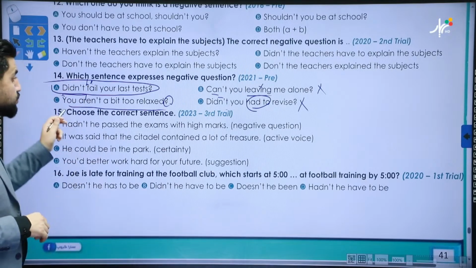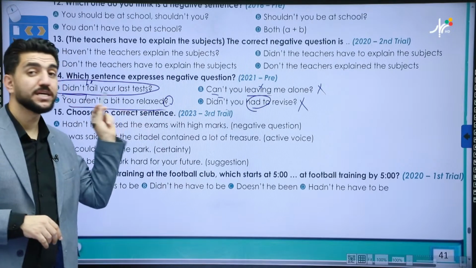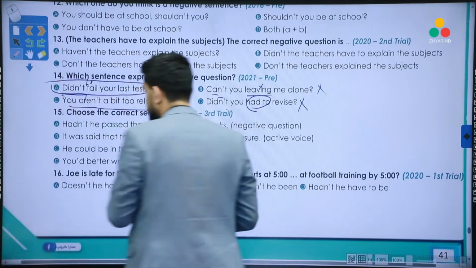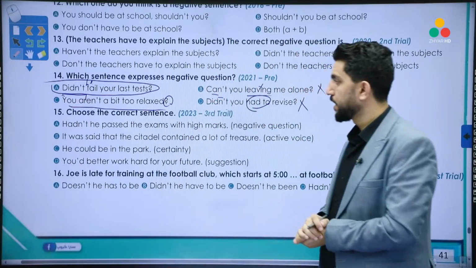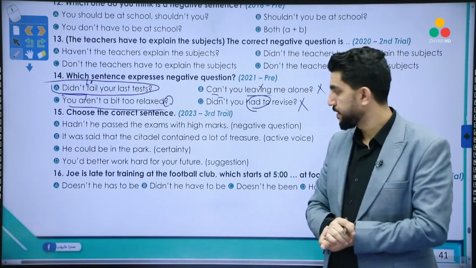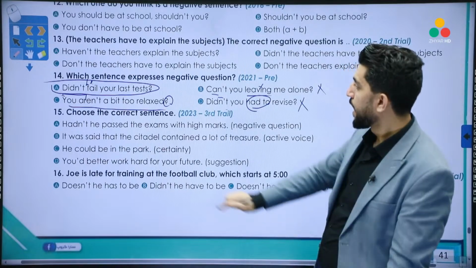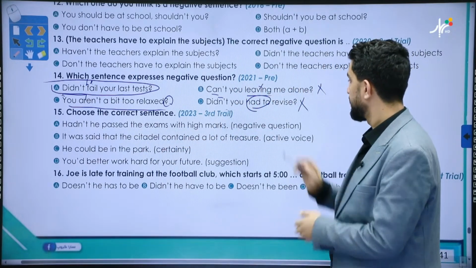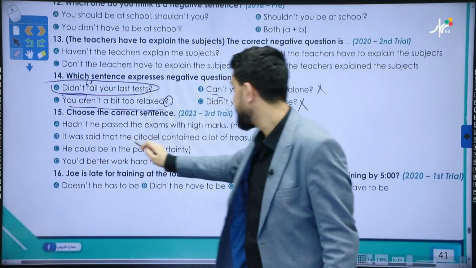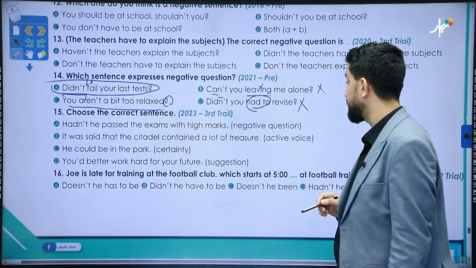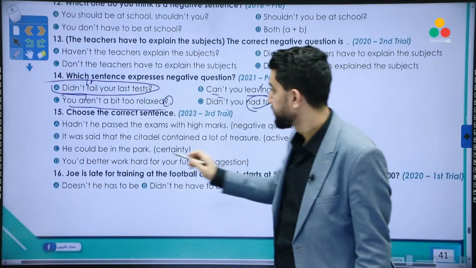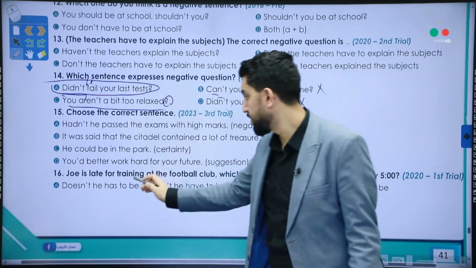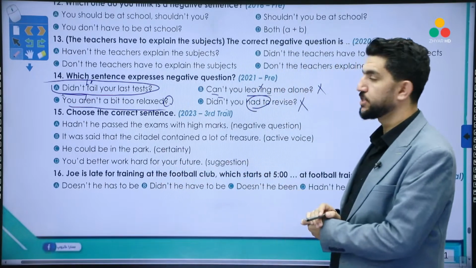Number 15. Choose the correct sentence. Which one is correct? Hadn't he passed the exam with high marks? Negative question. It was said that the citadel contained a lot of treasure. Active voice. He could be in the bank. Certainty. You would better work hard for your future. Suggestion.